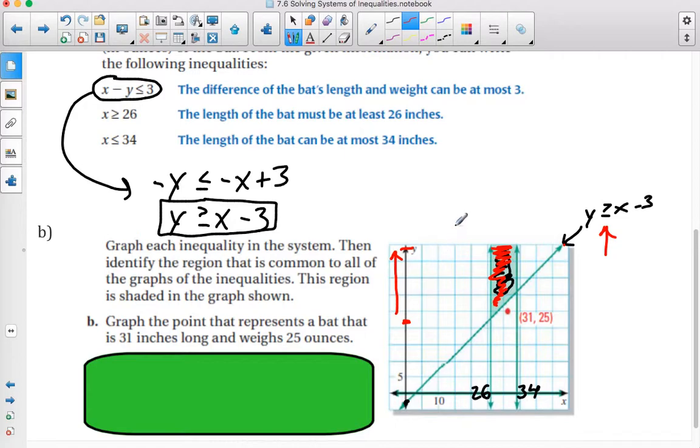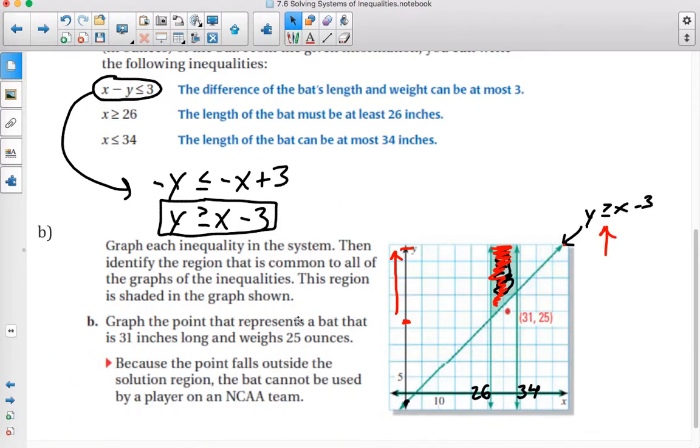One of the questions they ask is, let's check a bat that is 31 inches long, so its x coordinate is 31, and weighs 25 ounces, and that is shown right here. Because that point isn't in my shaded feasible region, that bat would not be used by a player in order to meet NCAA regulations because it falls outside of my shaded region.